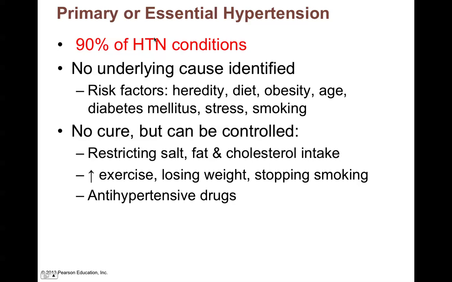90% of hypertension, we don't know the cause. This is called primary or essential hypertension. There's no underlying cause, but the risk factors for developing this: it's a hereditary thing. If your parents, grandparents have had it, you're more likely to have it. The type of diet someone is eating, obesity, getting older, having diabetes mellitus, stress, and cigarette smoking. All of these factors increase your risk for hypertension.